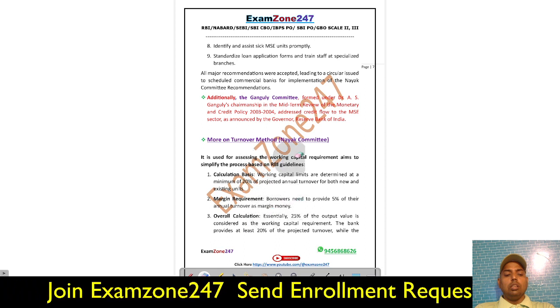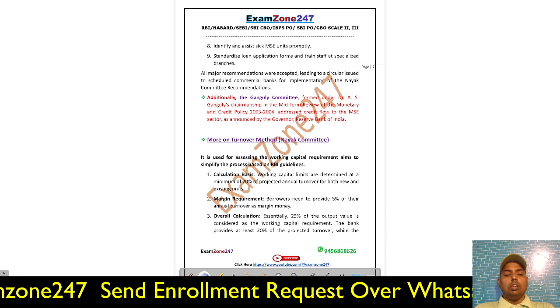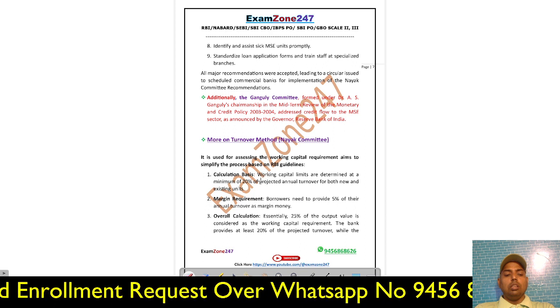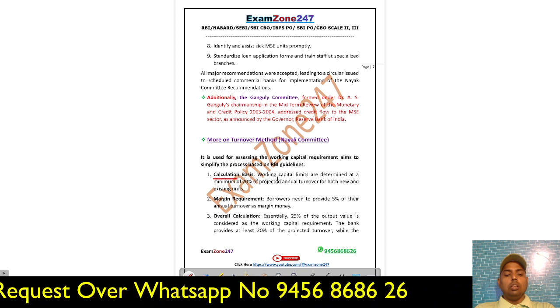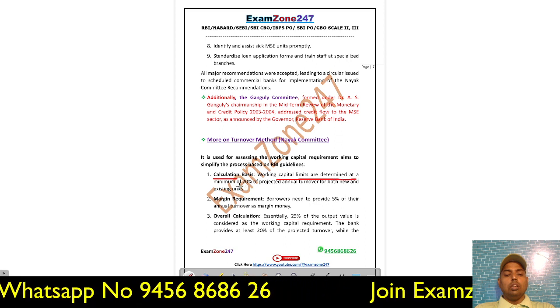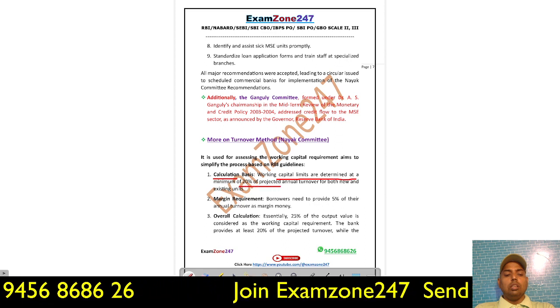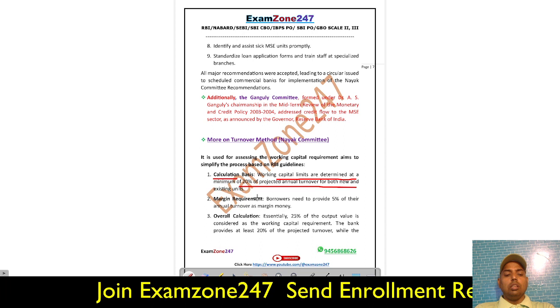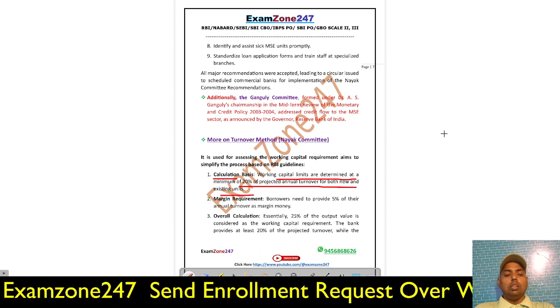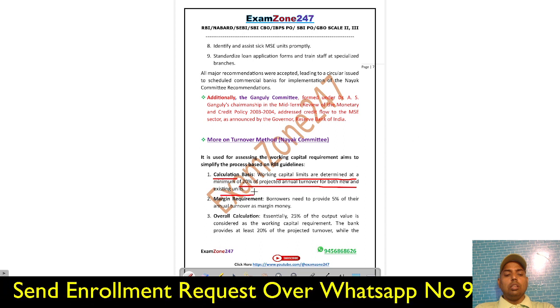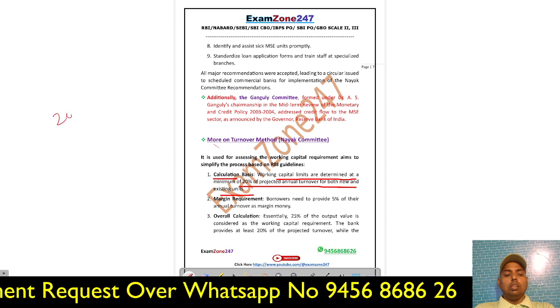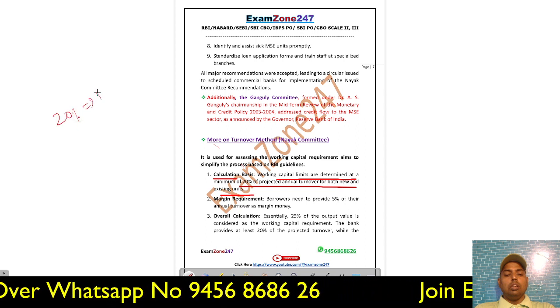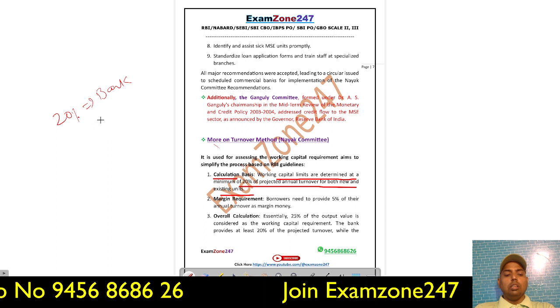More on the turnover method, some more explanatory things are given. Calculation basis: the working capital limits are determined at a minimum of 20% of the projected annual turnover for both new and existing units. Okay, means 20% will be bank finance. Note that this is not the working capital.